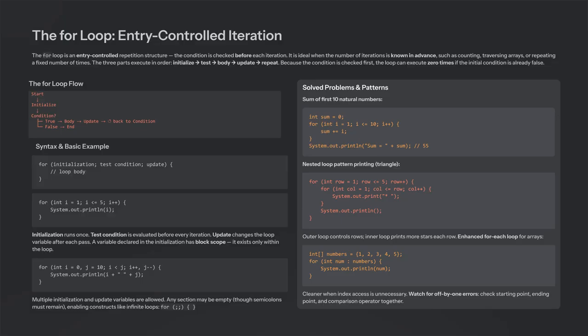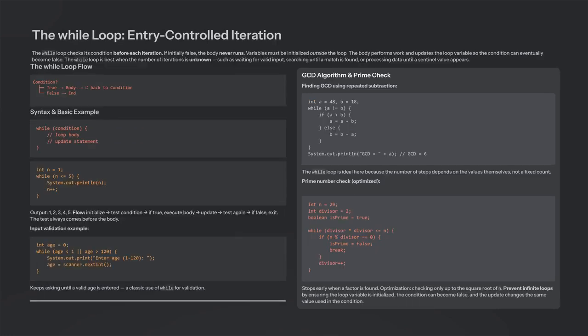The for loop is an entry-controlled structure that executes initialization, test, body, and update in order. It is ideal for traversing arrays or counting. Always watch for off-by-one errors by carefully checking your starting point, ending condition, and increment operators.